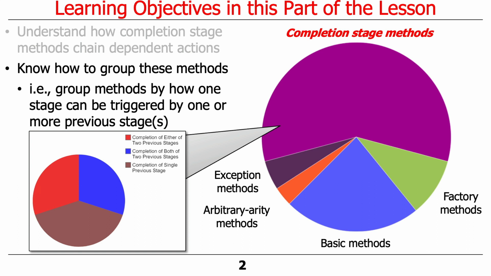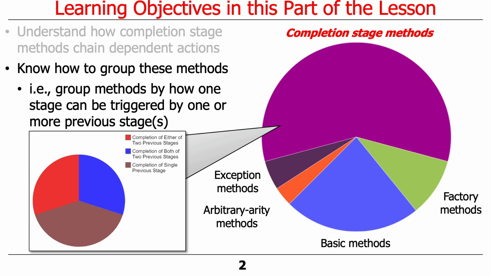And within that completion stage grouping, there are then basically subgroupings based on whether or not the methods are triggered by one or more previous stages. And as you'll see, there's actually 3 different groupings. Some things are completed with a single previous stage. Some things are completed with both of 2 previous stages. And then the final things are completed with either of 2 previous stages. So those are the ways we can further decouple and group these things.